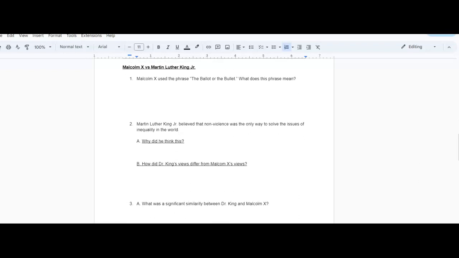All right, friends, the next section is going to be about Malcolm X and Martin Luther King Jr. Number 1, Malcolm X used the phrase, the ballot or the bullet. What does this phrase mean?